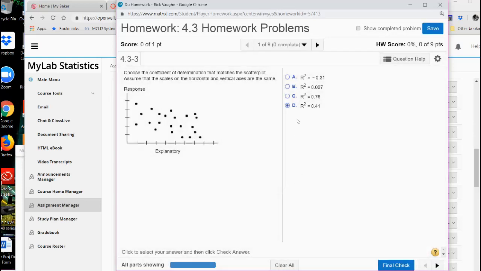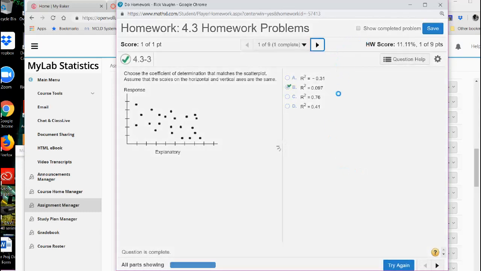Okay, well, I guess I got that wrong. So let's see, assuming the scales on the horizontal and vertical axes are the same, it's probably something like this one then. Yeah, it's just a guess.